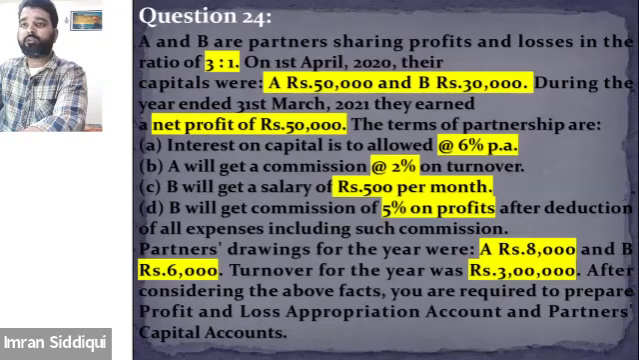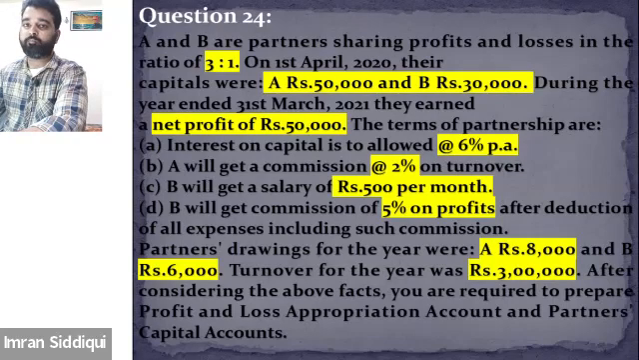Now, point number D also says that B will get a commission of 5% on profit after deduction of all expenses, including such commission. Now, this is very, very important. The calculation of this particular point will be completely different. We did not cover this point in the previous questions as well. So this is going to be a new concept. And I want all of you to be very, very attentive while calculating the commission for B.